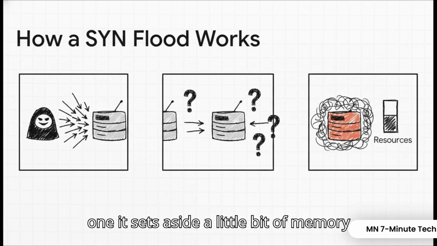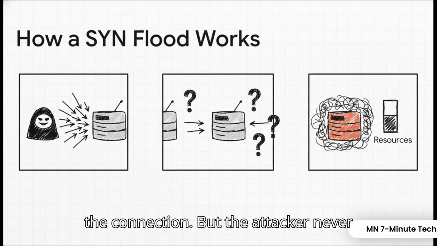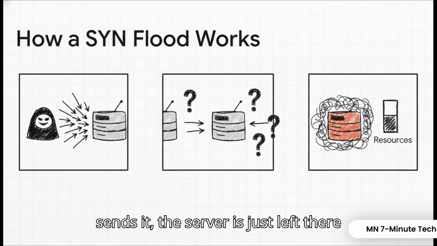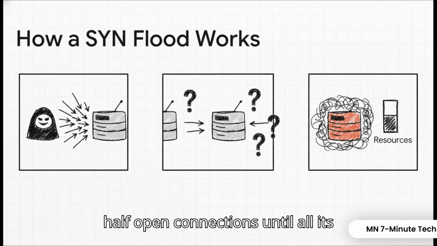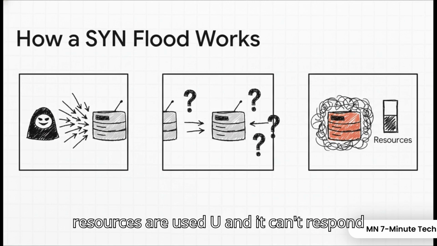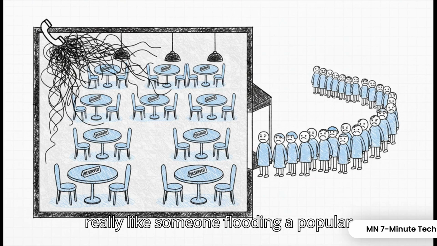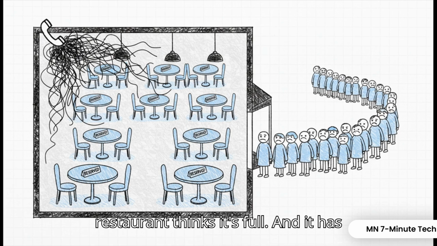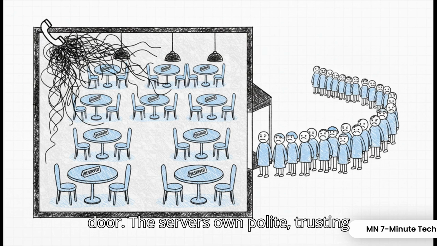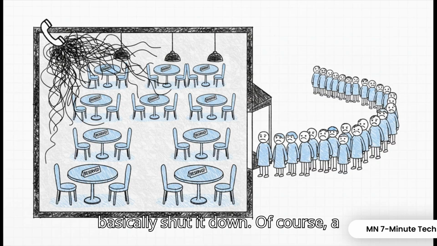And for each one, it sets aside a little bit of memory, waiting for that final ACK to complete the connection. But the attacker never sends it. The server is just left there, waiting, holding open thousands of these half-open connections until all its resources are used up and it can't respond to anyone else, including you. It's really like someone flooding a popular restaurant with thousands and thousands of fake reservations. Eventually, the restaurant thinks it's full, and it has to turn away actual customers at the door. The server's own polite, trusting nature is weaponized against it to basically shut it down.